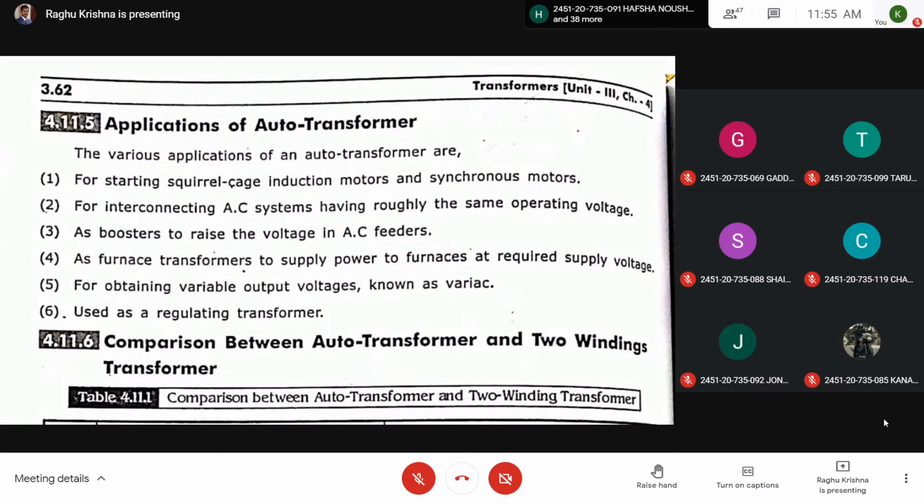Next, for interconnecting AC systems having roughly the same operating voltage, and as boosters to raise the voltage in AC feeders. Boosters means they will be used for increasing the voltage. So an auto transformer is used when the voltage falls below the rated voltage. By use of an auto transformer, we are going to increase the voltage.